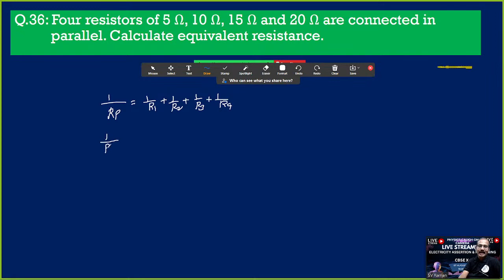So 1 by Rp is equal to 1 by 5 plus 1 by 10 plus 1 by 15 plus 1 by 20. So what is the LCM?